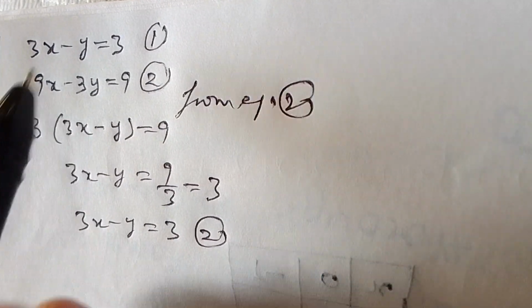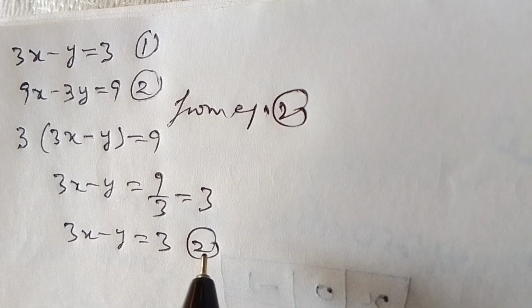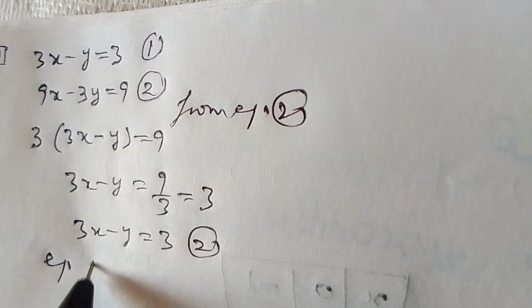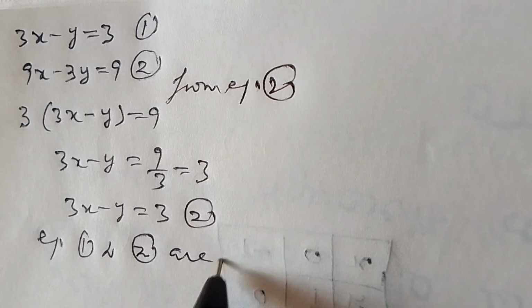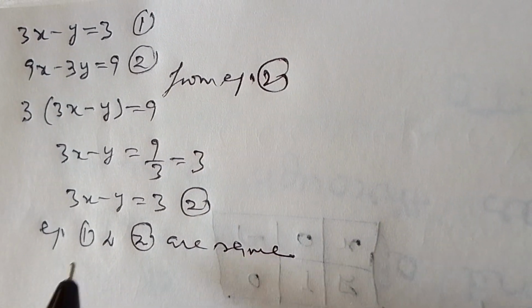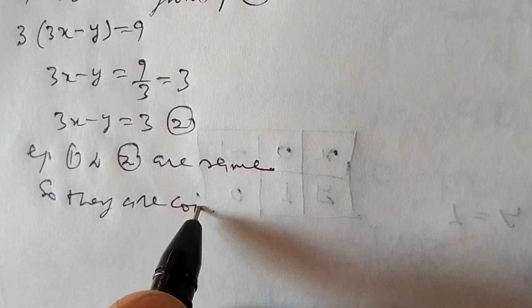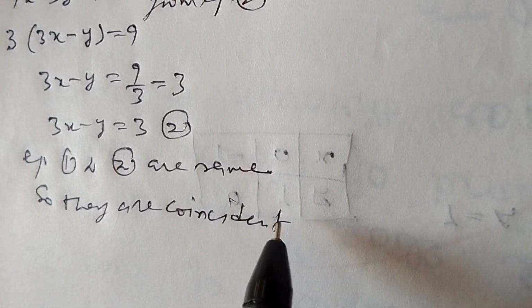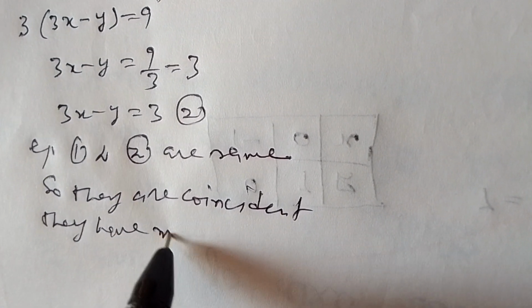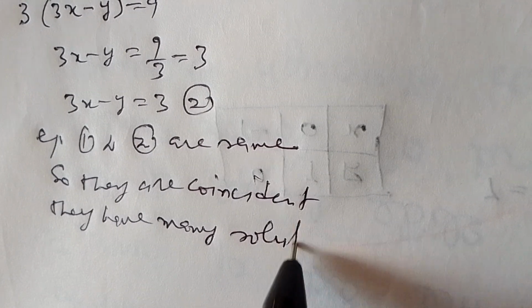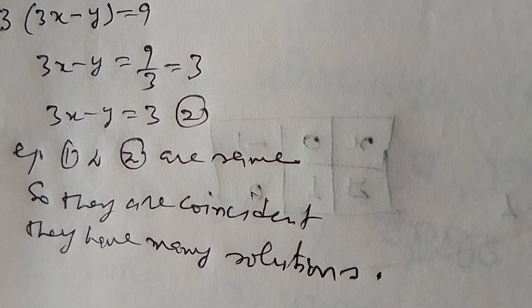So this is equation 2 and this is equation 1. They are the same. Thus equation 1 and equation 2 are the same. So they are coincident and they have many solutions. So this is the answer of the third part of the question.